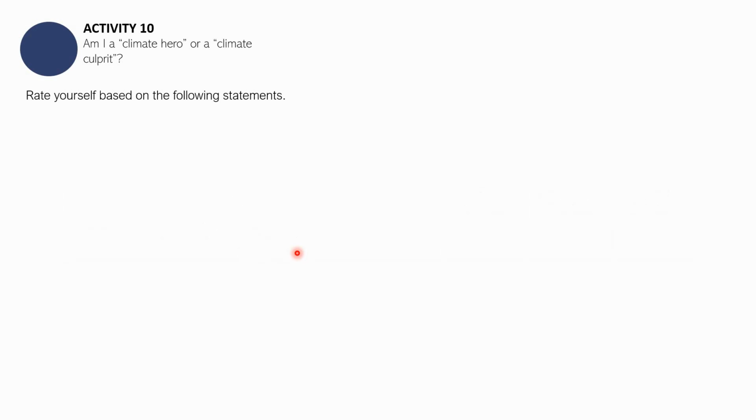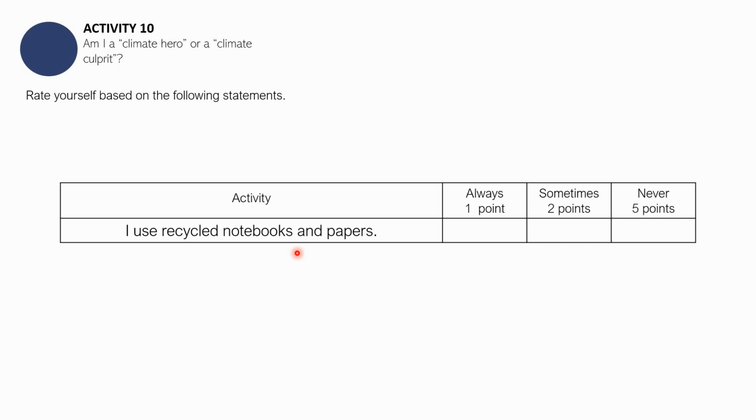Okay, next is I use recycled notebooks and papers. Uy, ugali namin yan dati. O, I'm proud of this practice.